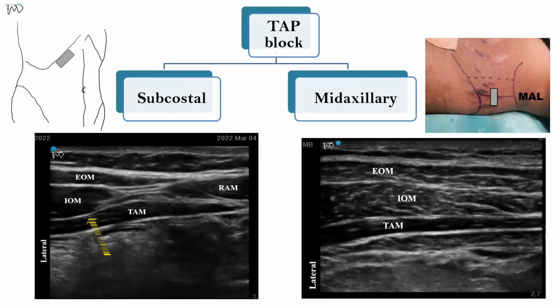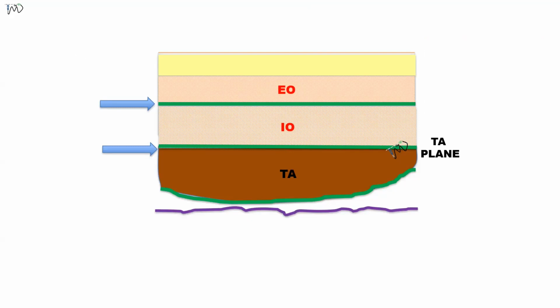The subcostal TAP block is performed along the medial costal margin in the upper quadrant of the anterior abdominal wall, and mid-axillary TAP block is performed at the mid-axillary line as the name suggests. The local anesthetic is deposited in the plane between internal oblique and the transversus abdominis muscle. During performance of the TAP block, we encounter two fascial layers, external oblique and the internal oblique fascia. Our area of interest is the second fascial plane.